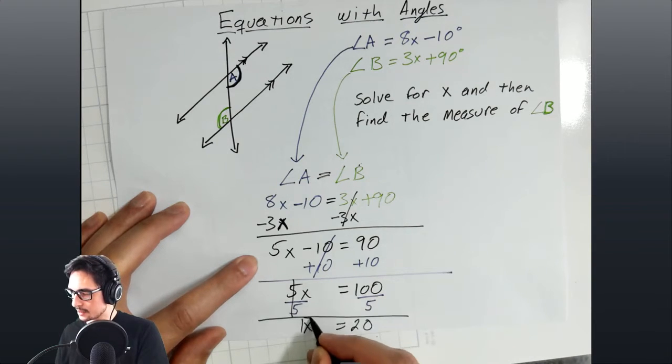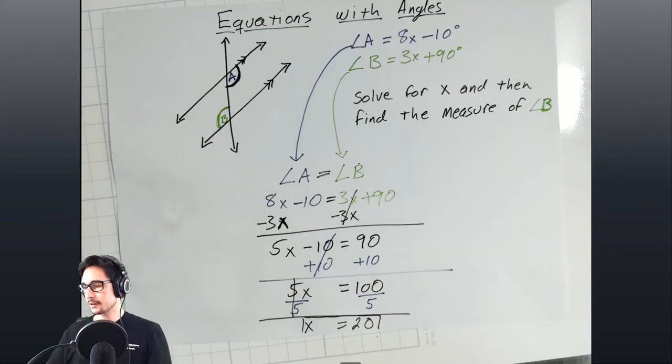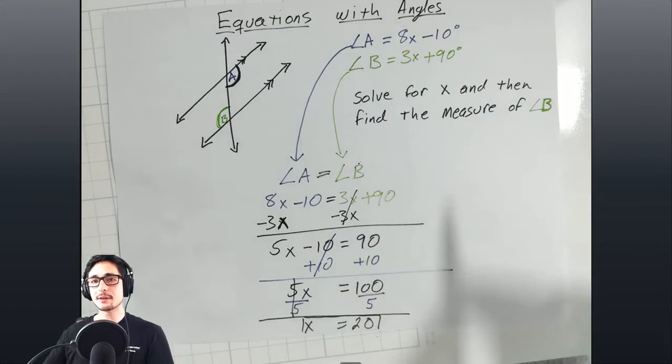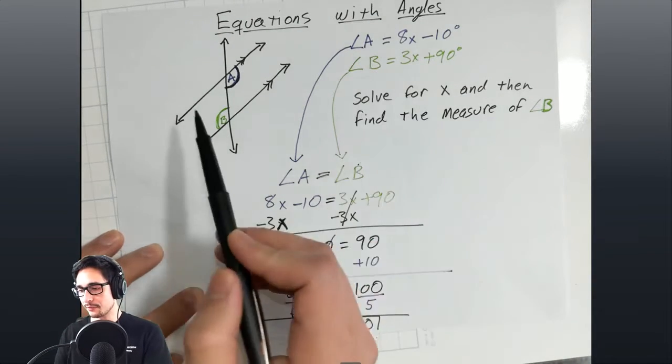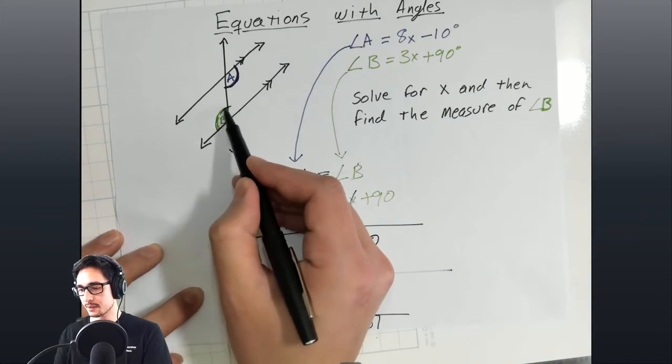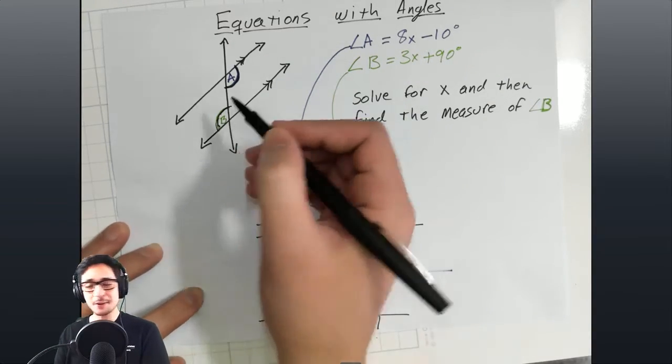All right, now we just got to double check because we don't want to stop there, right? We got to double check our question here. So it says solve for x, which we did. x equals 20. And then find the measure of angle B. So what that means is that we have to look at angle B. We want to find the measure of this angle.